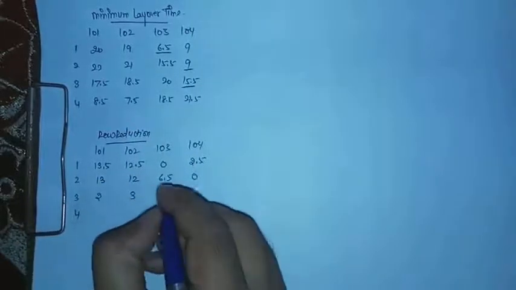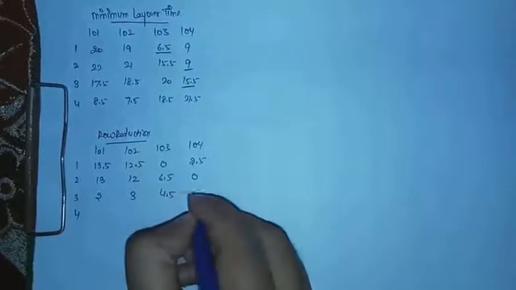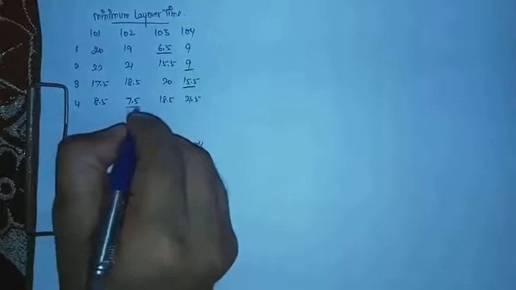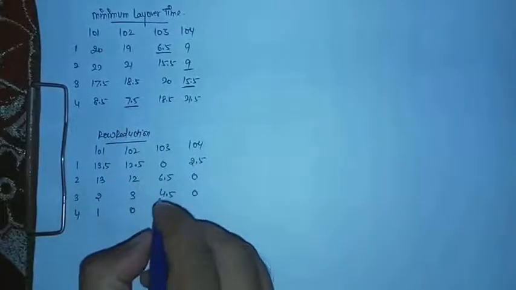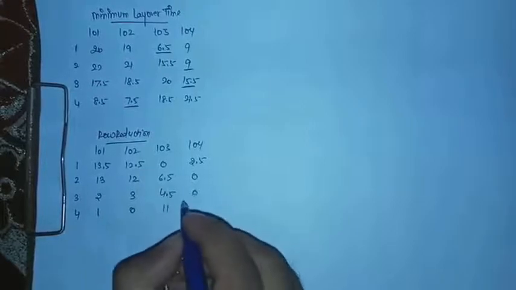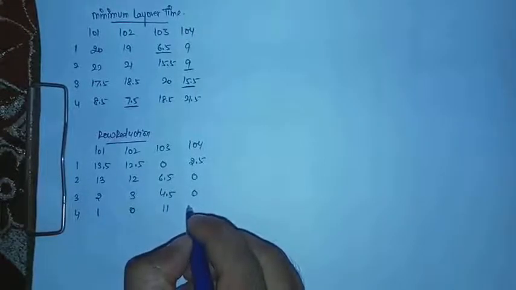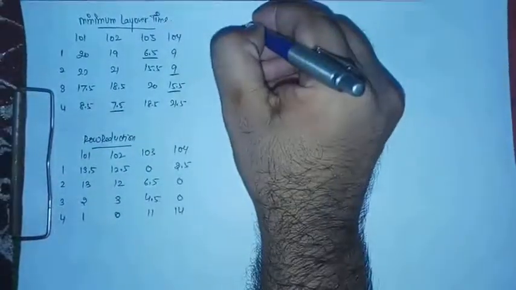3. 4.5, 0. The smallest element in this row is 7.5. So 1, 0, 11. Again, that is 14. Done. So we have done our row reduction. Our next step will be the column reduction. So let's do the column reduction.